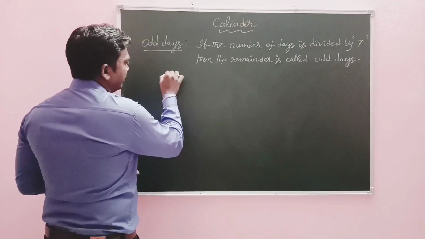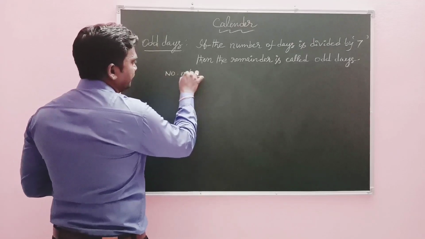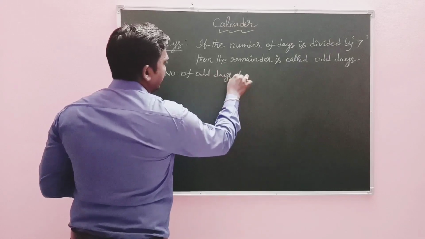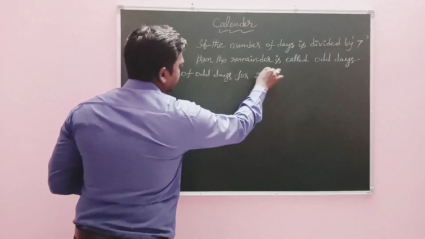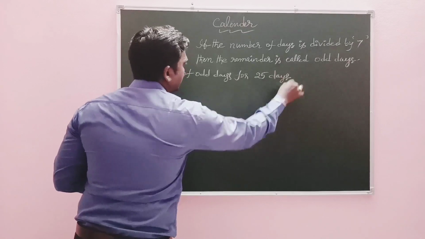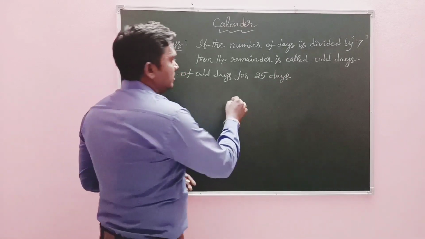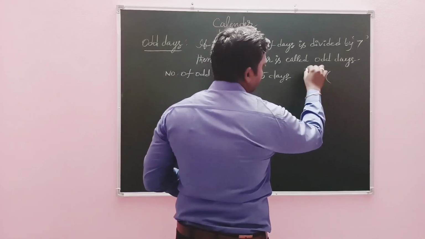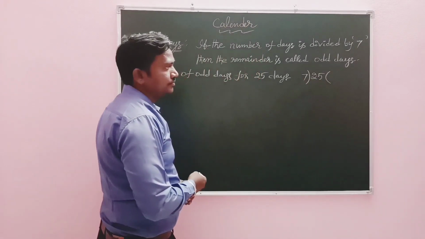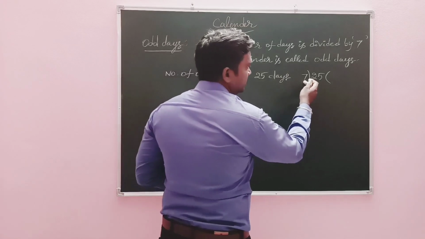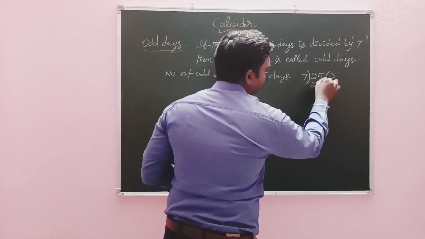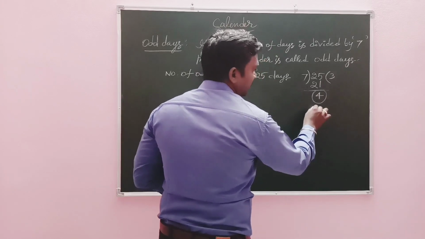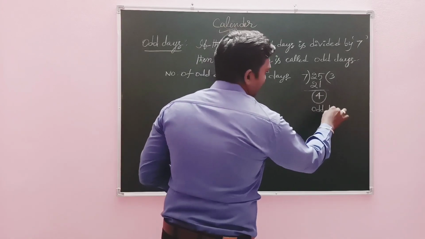Number of odd days for 25 days. Now divide 25 by 7. 7 3s are 21. So here the remainder is 4. Now this 4 is called odd days.